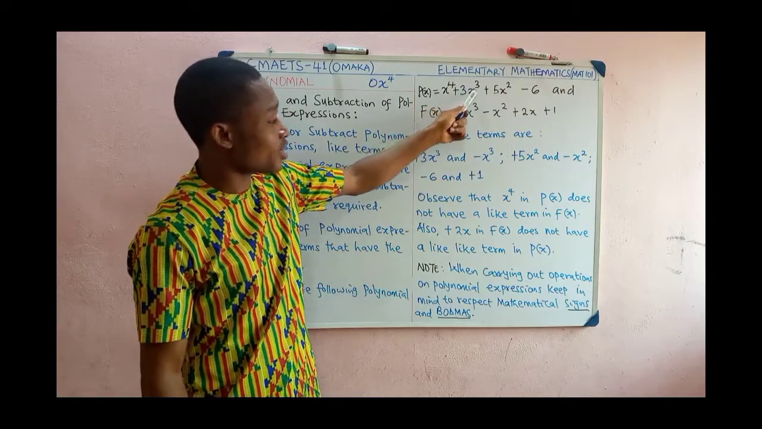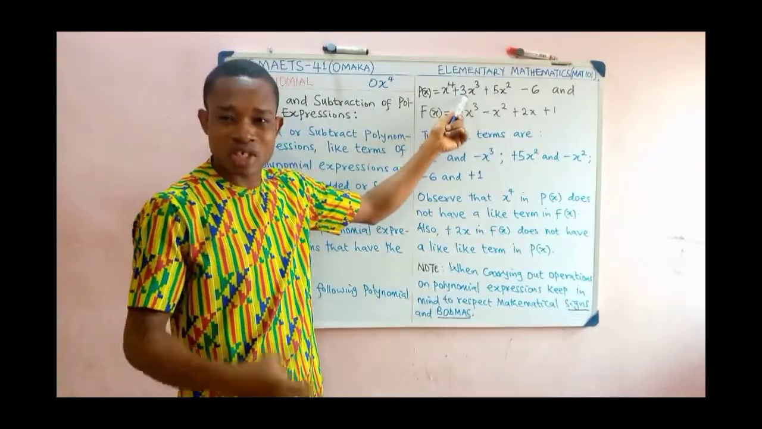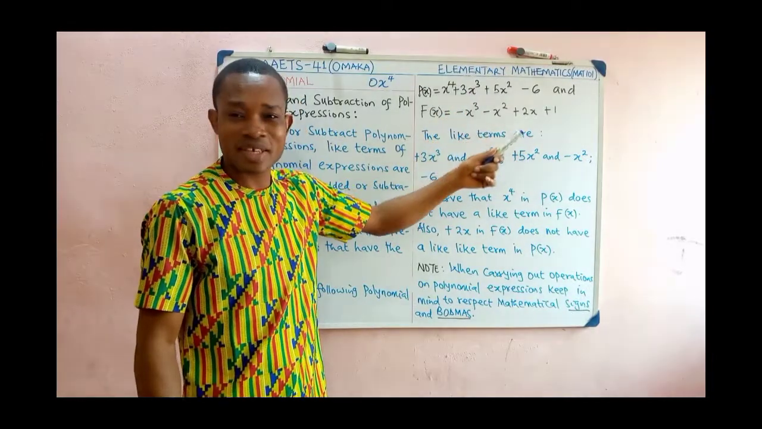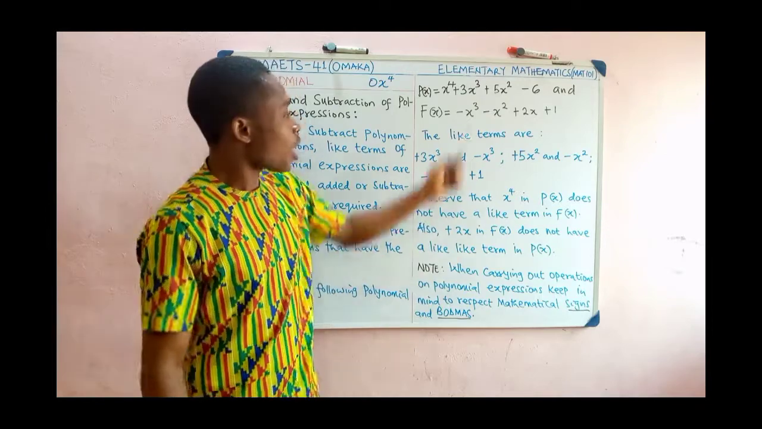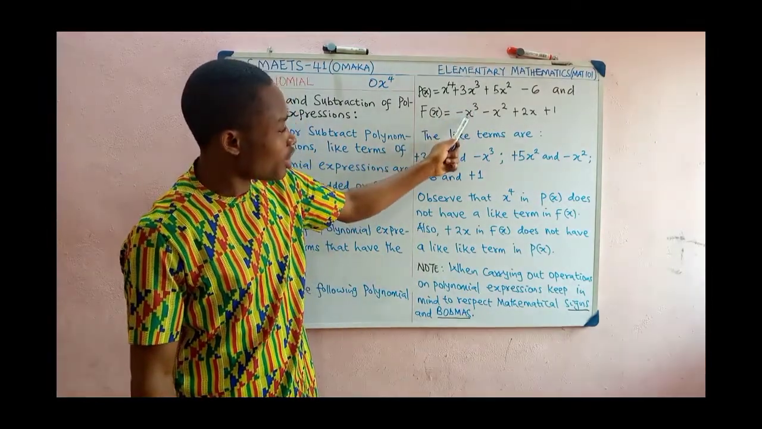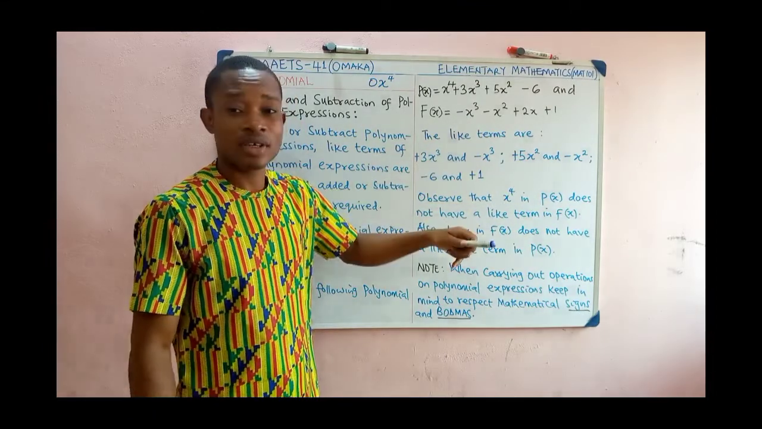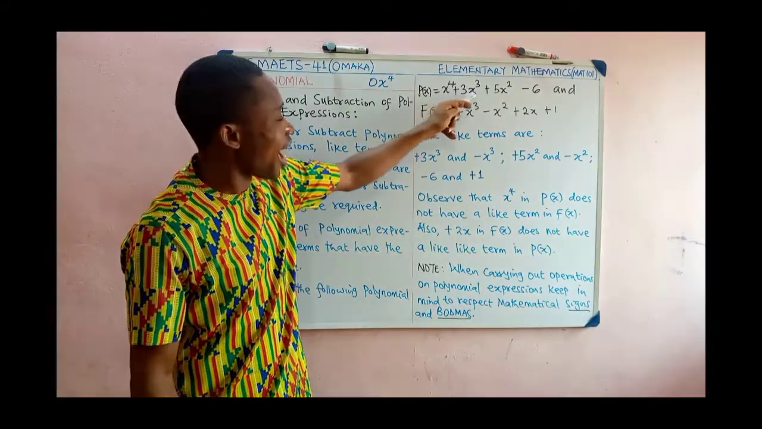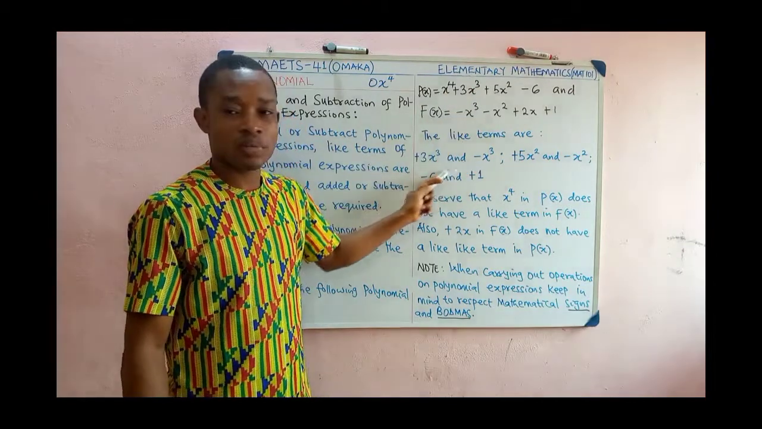Now let us look at x raised to the power 3. You notice that I'm not interested in the coefficient, the number that is multiplying them, in getting my like terms. So x raised to the power 3. You come over here, do you have x raised to the power 3 there? Yes. That's minus x raised to the power 3. Therefore, plus 3x raised to the power 3 and minus x raised to the power 3 are like terms.